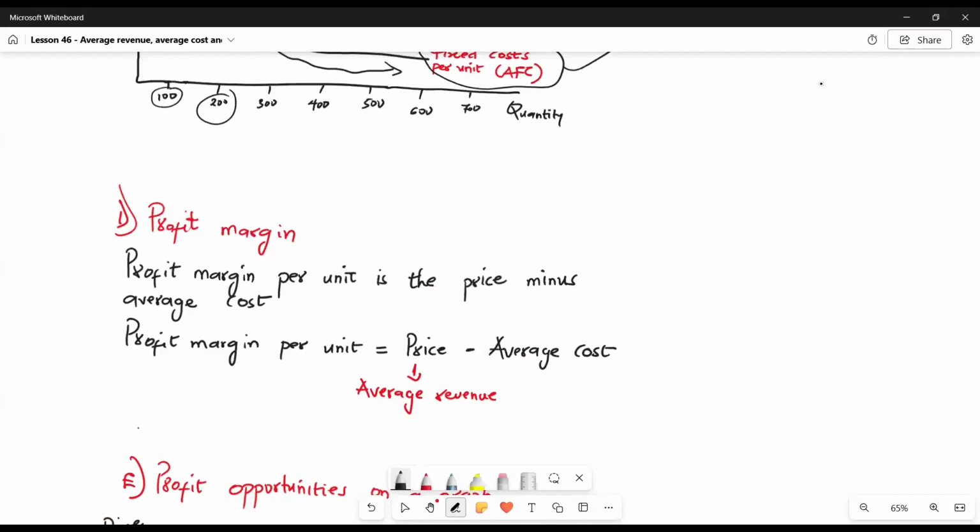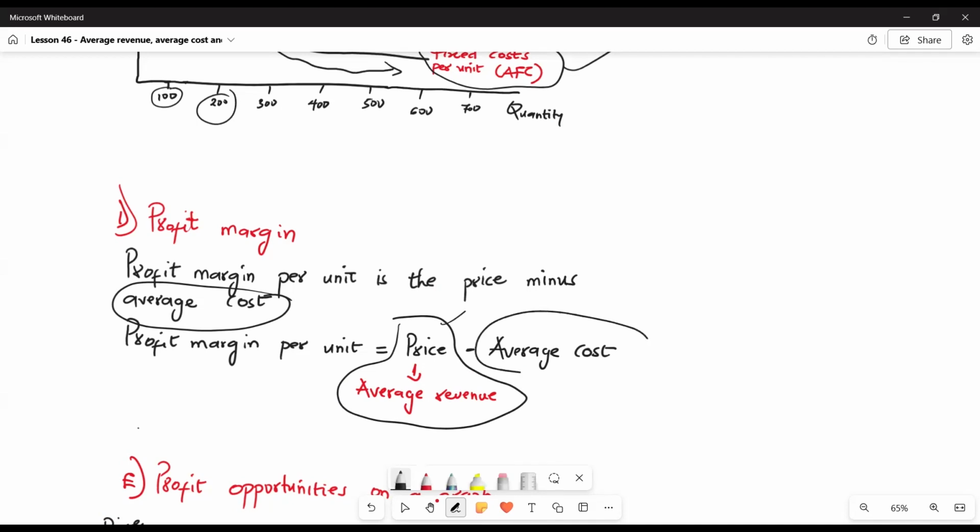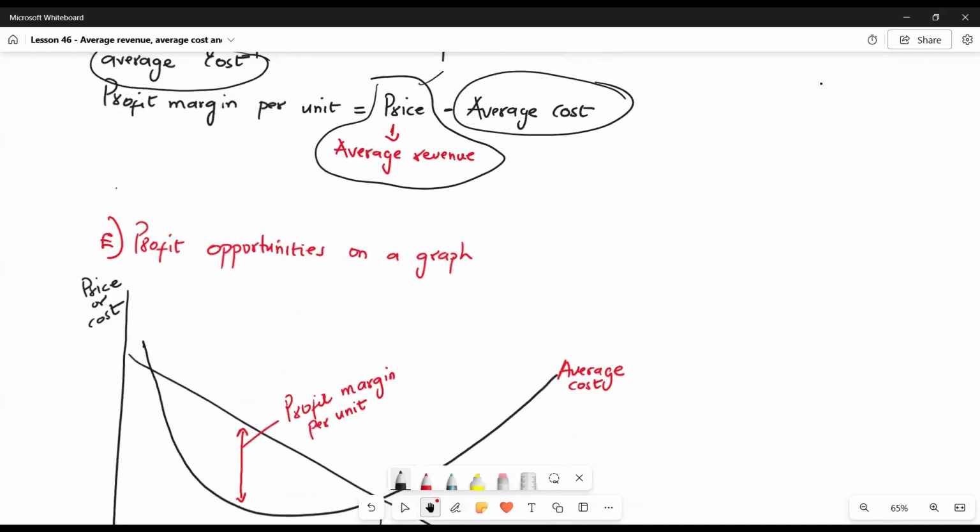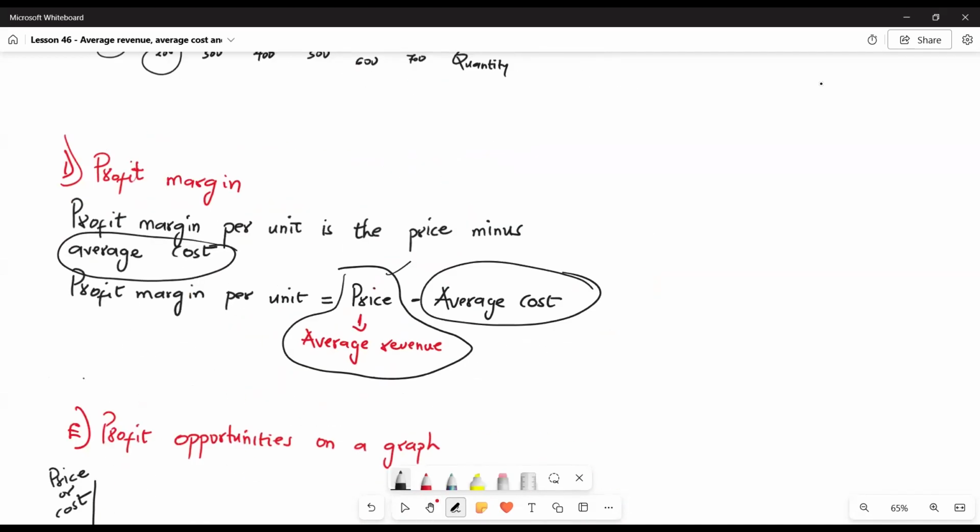So profit margin per unit is the price minus the average cost. Remember that we said that if you're charging everybody the same price, then essentially your price is the same as the average revenue. Profit per unit sold can be calculated as the price that you charge for that unit sold and then the average cost of producing that unit. Total profit is therefore the per unit profit multiplied by the quantity that you've sold.